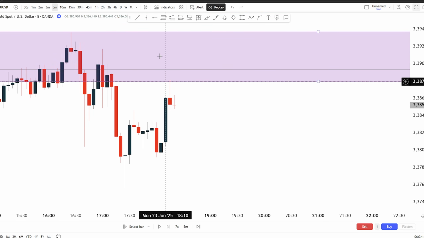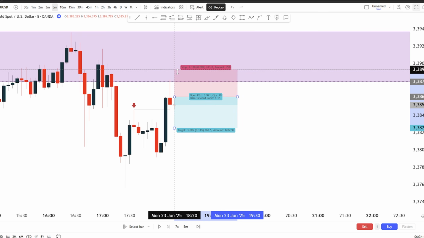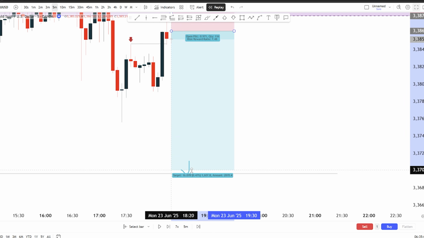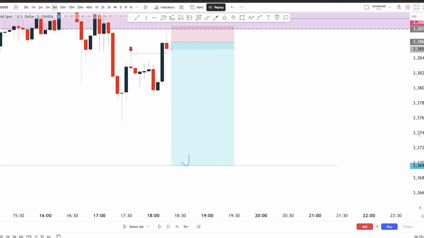The same thing as CRT on the higher time frame. And we can clearly see that price also traded above this high here. Then here we can enter the market right there and put a stop loss. Our first take profit will be around this area here.